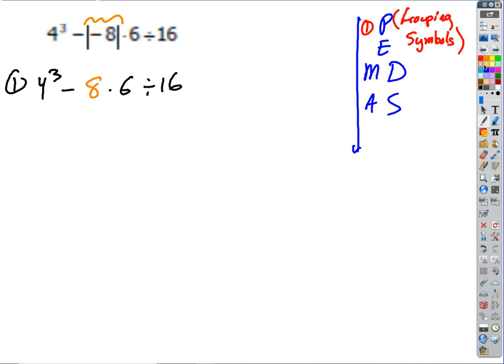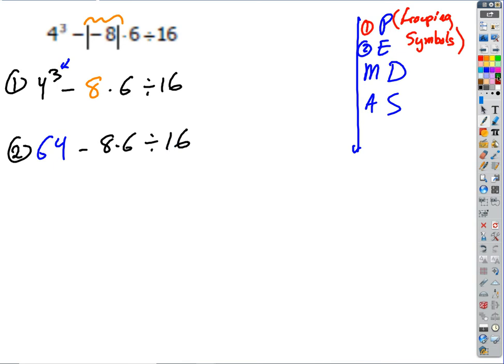How about step 2? Exponents. Do you see any exponents? Sure. 4 cubed, right? There's an exponent. Good. So next step, step 2. What is 4 cubed? 64. 64, good. And then minus 8 times 6 divided by 16, right? Okay, so there's our exponent step.